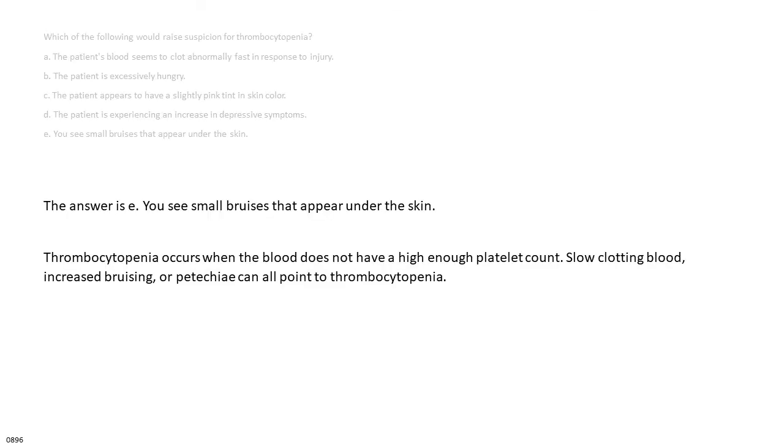The answer is E. You see small bruises that appear under the skin. Thrombocytopenia occurs when the blood does not have a high enough platelet count. Slow clotting blood, increased bruising, or petechiae can all point to thrombocytopenia.